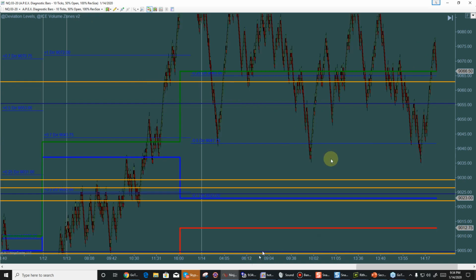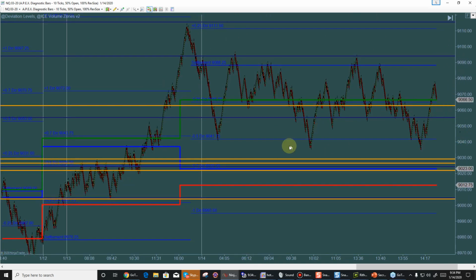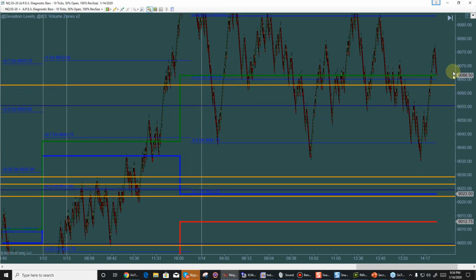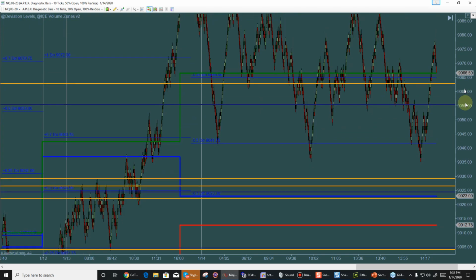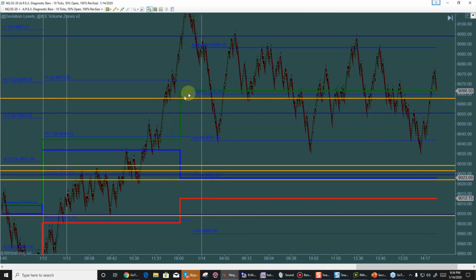If we back it up and shrink it down a little bit, we can see most of the volume from yesterday took place within this range right here, and it stayed right between that range. You can also see it's stacking on top of it.